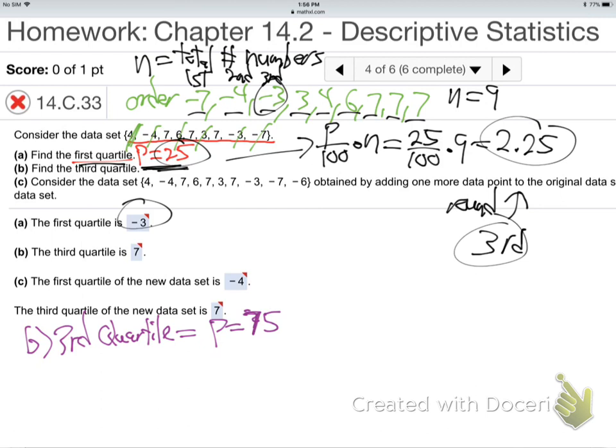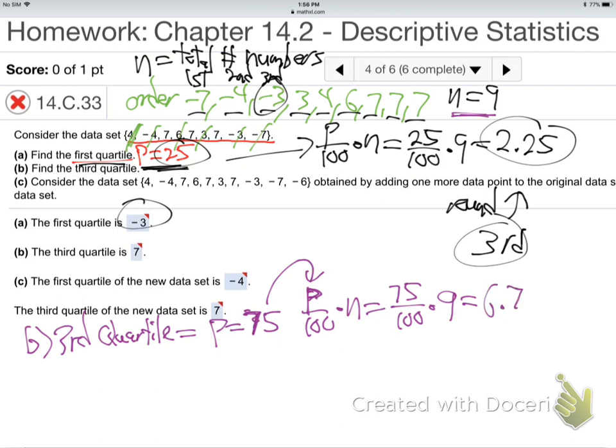P75, plug into that formula. P over 100 times N. And what's N? N is still 9, huh? Nine numbers in our data set. Is it 6.75? 6.75, I'll let you finish. 6.75. Give you a second, see if you can find the answer there.